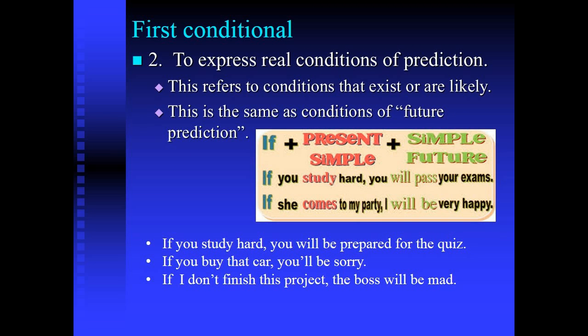First conditional. 2. To express real conditions of prediction. This refers to conditions that exist or are likely. This is the same as conditions of future prediction. If you study hard, you will be prepared for the quiz. If you buy that car, you'll be sorry. If I don't finish this project, the boss will be mad.